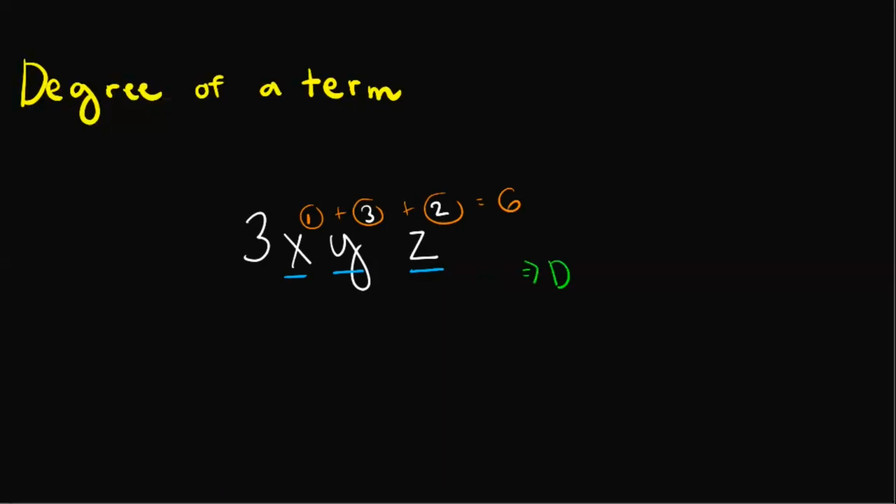Now what if we have 3x y cubed z squared? So this one we have 3 variables. Again, the exponent of x is 1. It's not written there. And then we add these exponents. We have 1 plus 3 plus 2. That is equal to 6. And so, the degree of this term is 6. So that is how we get the degree of a term.